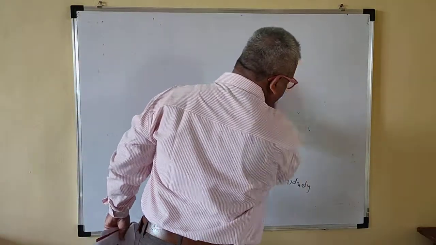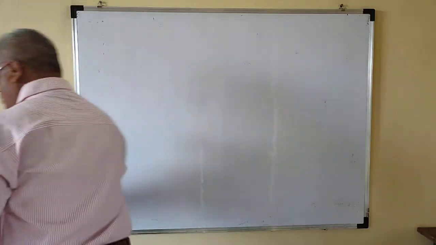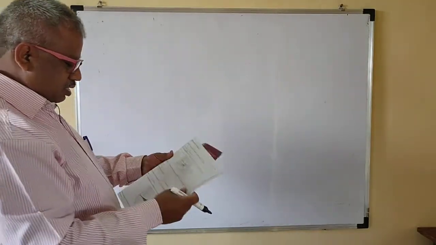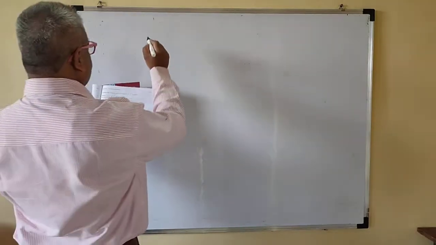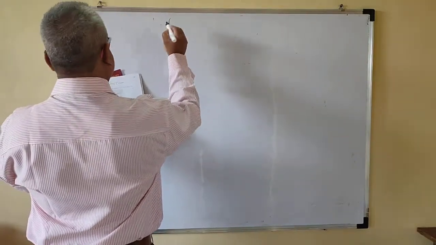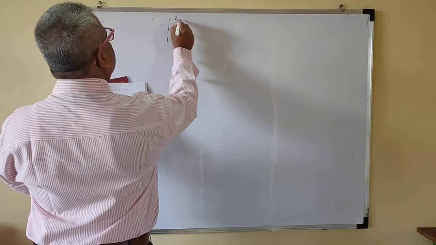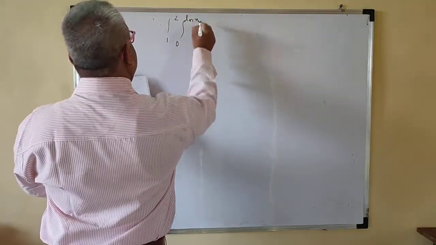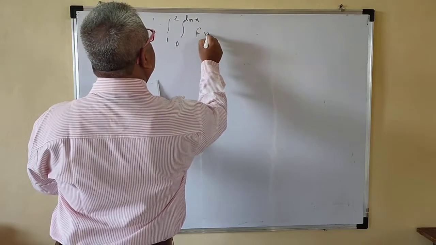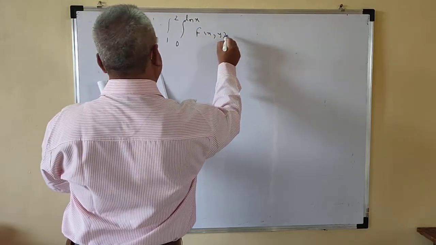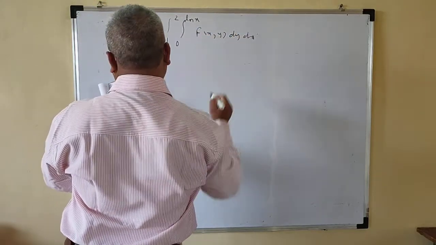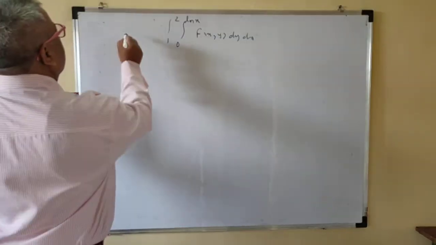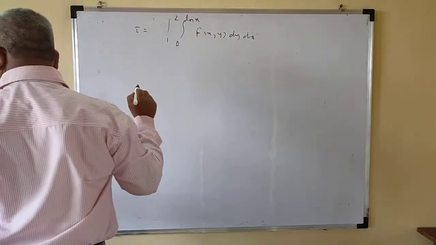Okay, so we solve one more problem. Very interesting actually. Change the order of integration. 1 to 2, 0 to ln x, log x, that is f of xy dy dx. Okay, so let I be equal to this now.